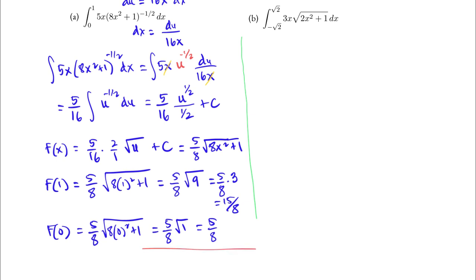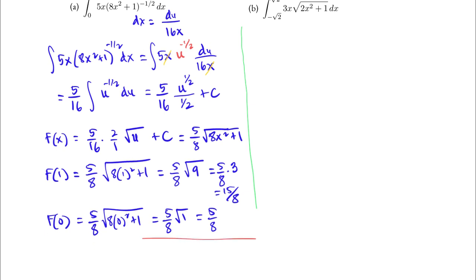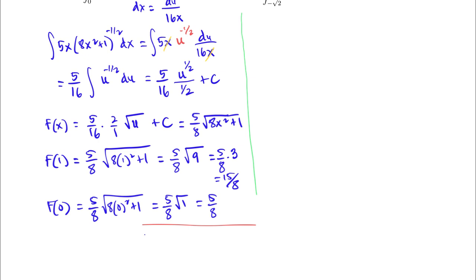We then subtract the two to get the answer. The final answer is 15 over 8 minus 5 over 8. With the common denominator 8, we have 15 minus 5, or 10, so 10 over 8, which is 5 over 4. So the answer is 5 over 4.